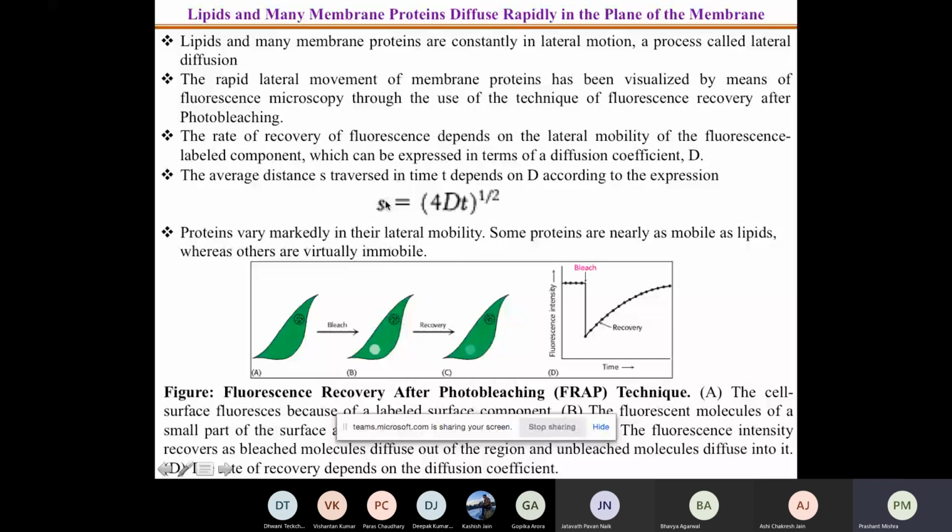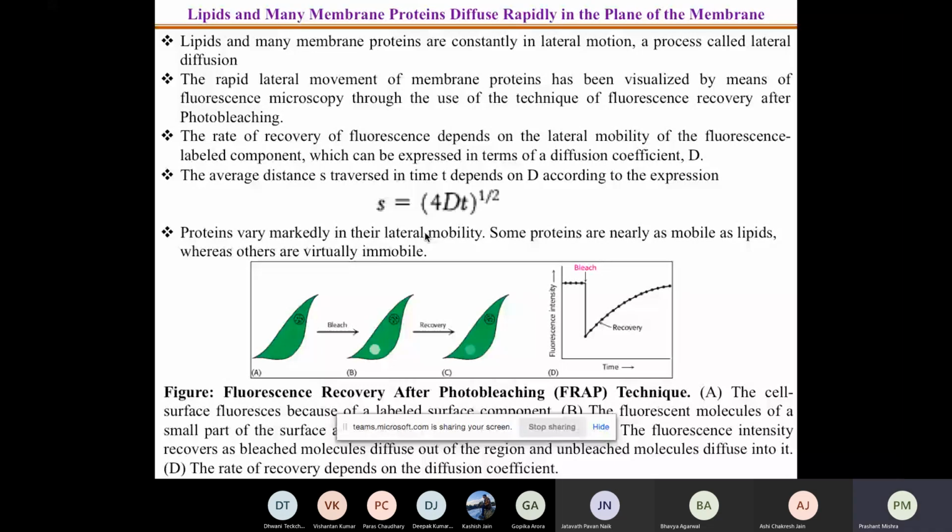S is given here as the average distance which has been traversed in time. So S gives you, in a particular time, how much distance has moved. This distance you can calculate if you know the value of D and the time. So it is the root of 4Dt, and that is what comes as the average distance. So you can find out, for example, in 1 second, how much labeled compound, could be lipid, could be your protein, has moved.